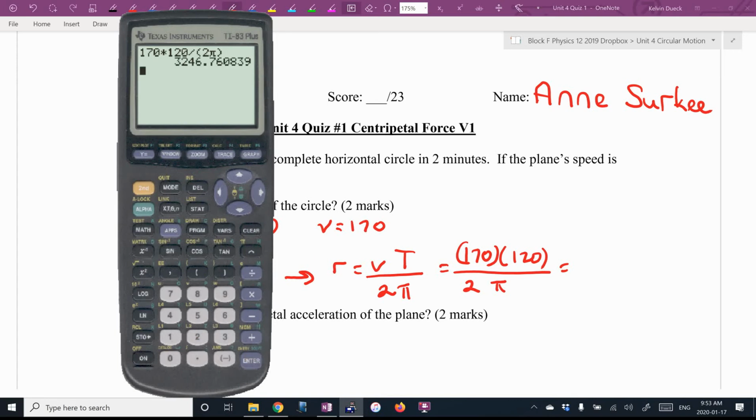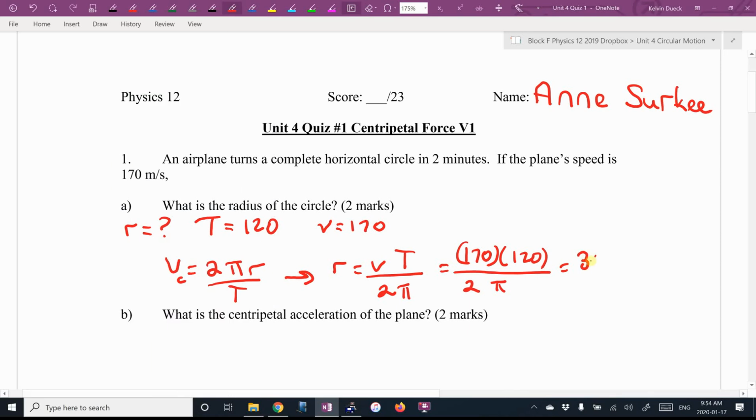Did you all get 3,250? And at first I got a bit nervous because that seems big, and then I went, wait a minute, it's a plane. It's doing a circle, 2 whole minutes. This circle is about 3.2 kilometers of radius. Yeah, I'm okay with that actually, because it's not like it's turning on a dime. It's an airplane, probably a big jumbo jet or something.